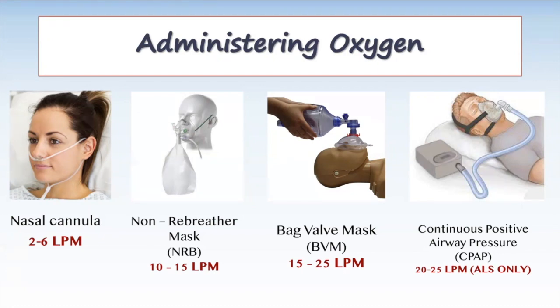The bag valve mask is used for an unconscious patient who is not breathing. The person squeezing the bag is acting as the patient's lungs exchanging oxygen. Set the flow rate to 15 to 25 liters per minute.